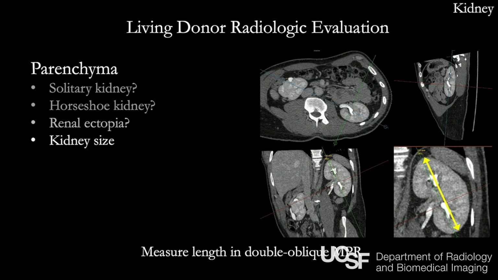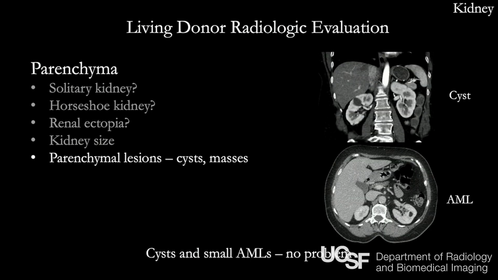You want to measure the renal length using a double oblique MPR method as shown here, and that is the most accurate way of measuring the renal length. You could use renal volumes, but basically in most healthy patients without a renal history, the length would be a good surrogate. Parenchymal lesions. So cysts and masses, as long as it's a characteristically benign mass, like an angiomyolipoma or something you can say with some kind of certainty, these don't present any real problem, so long as they're not absolutely huge and presenting some kind of surgical complication.